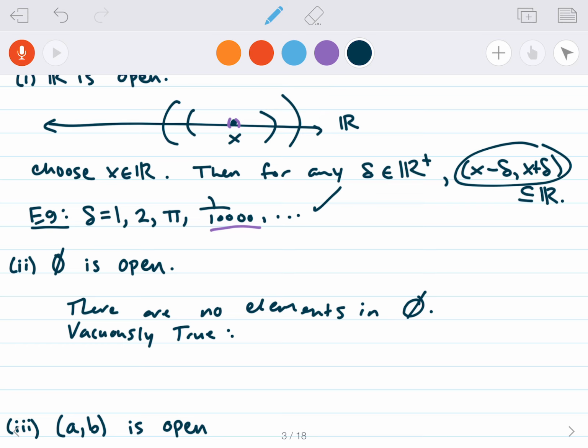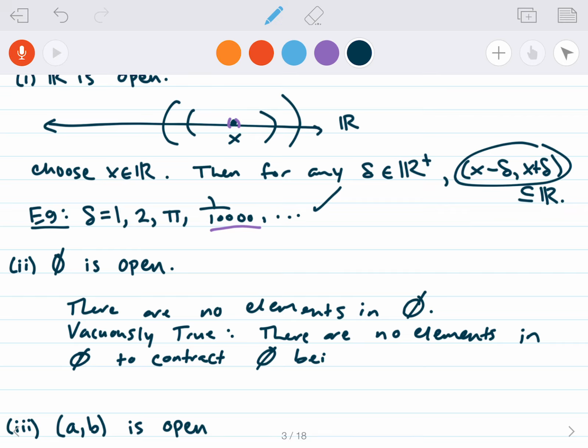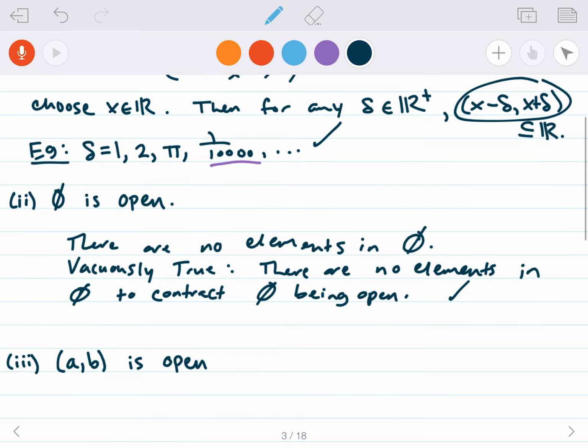There are no elements in the empty set to contradict the empty set being open. So we say that this is vacuously true. All right, so the empty set is open.